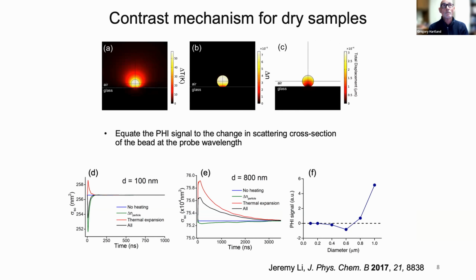Interestingly, or maybe not too surprisingly, those two things go in opposite directions. If the bead expands, the cross-section goes up. If the refractive index changes, when you heat a material, the refractive index goes down, so the cross-section goes down. So those two effects cancel each other. Sometimes you'd expect to see an overall increase in the cross-section, sometimes you get an overall decrease, and it depends on the size of the bead. And so that's basically what we're monitoring in the photothermal measurements. We change the cross-section and the probe laser picks that up.